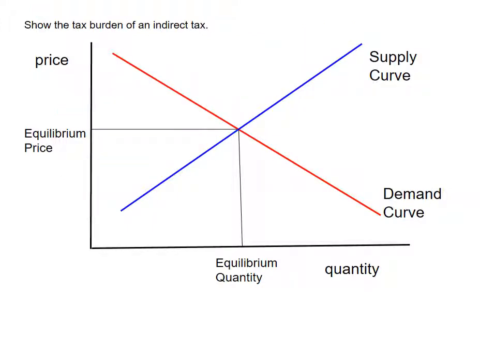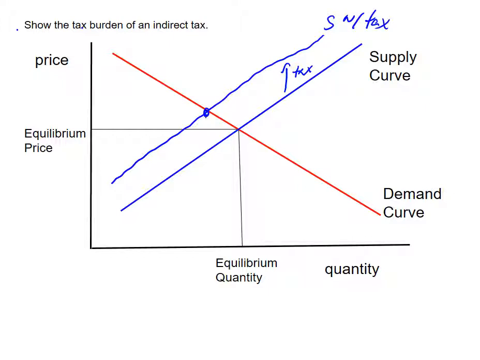So let's look at the tax burden of an indirect tax. So right now it looks like the supply and demand curve have the same slope. That's going to change once we look at one party being more price inelastic than the other. But let's look at just simply what a tax burden means. So let's impose the tax. Here's the tax, S with tax.